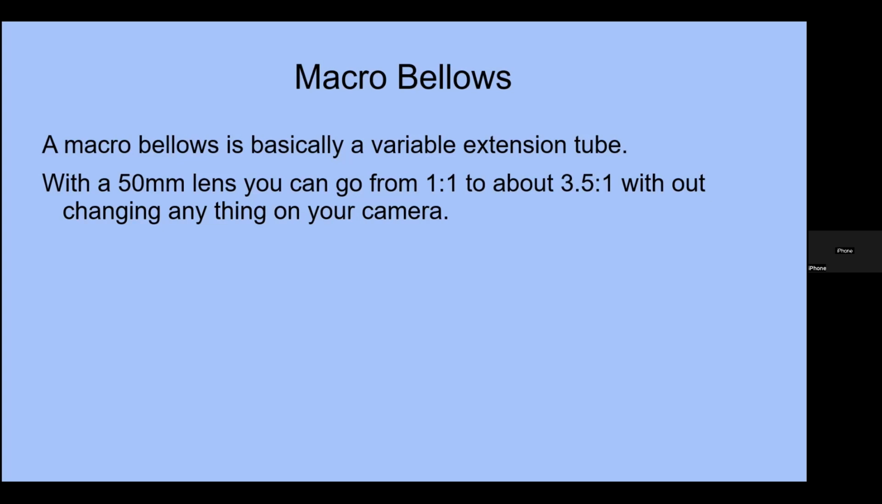A lot of bellows don't. They just have the upper part. So that's good, bad, or indifferent, I don't know. But if you have a bellows that doesn't have the lower part, you need a rail. This is a focusing rail.